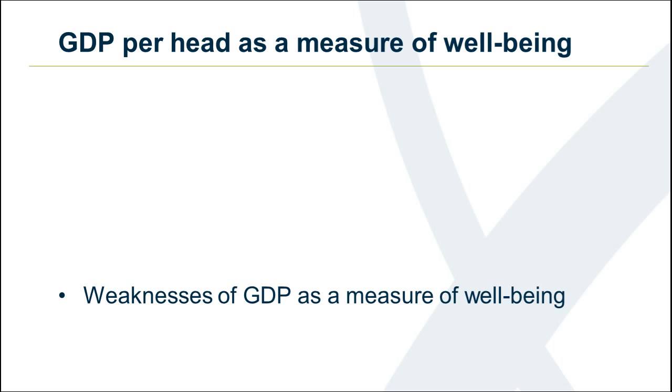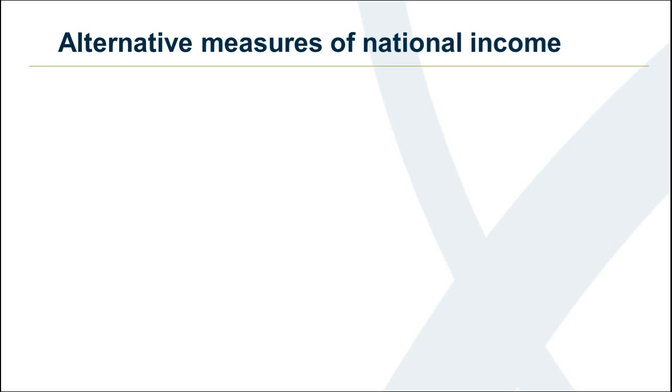An overview of the weaknesses of GDP as a measure of well-being can be seen in this podcast. Although these criticisms can also be applied to other measures of national income, we get a more complete view of well-being by considering other measures of national income in conjunction with GDP. Here we will look at three alternative measures of national income.